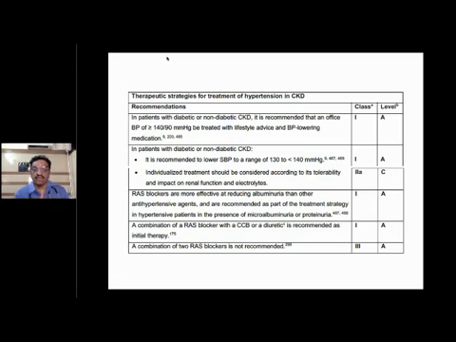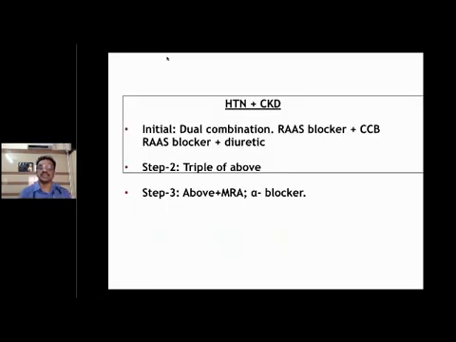Remember, a combination of 2 RAS blockers is not recommended. It can cause impairment of the renal function. It can cause dangerous hyperkalemia. So an ACE inhibitor along with an ARB should not be combined in any stage. So for hypertension, as we saw, RAS plus CCB or RAS plus diuretic.